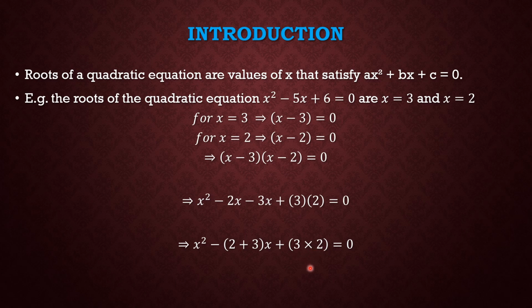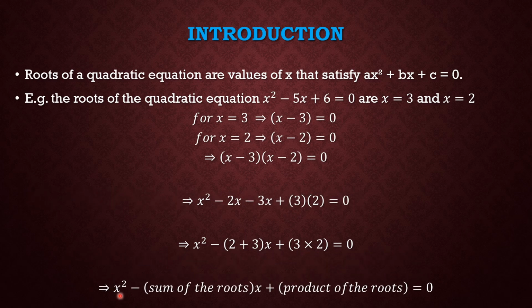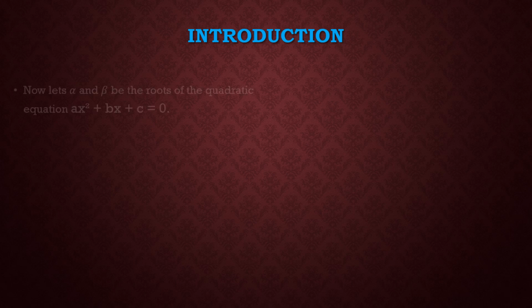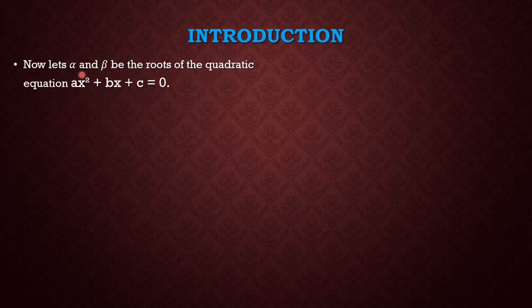So it means that if I have the roots, then the quadratic equation can be rewritten as x squared minus the sum of the roots times x, as you see here, plus the product of roots equal to 0. So this is the introduction of this particular study. Now, let alpha and beta be the roots of the quadratic equation ax squared plus bx plus c. This time they are not numbers, but they are variables representing the roots in a general form.